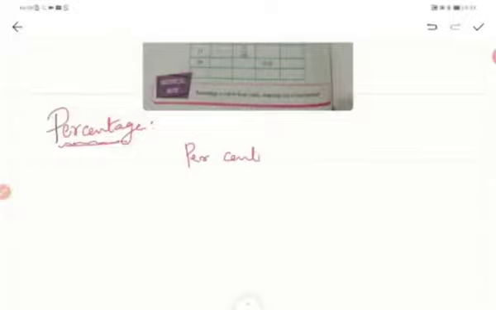Percent means per, that is, for every. Cent has come from the word century. Century is something you have heard about in cricket and all. Century means 100, isn't it? So it represents out of 100. Percent means out of 100.